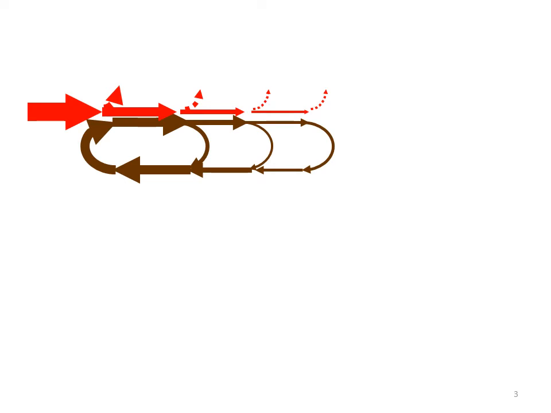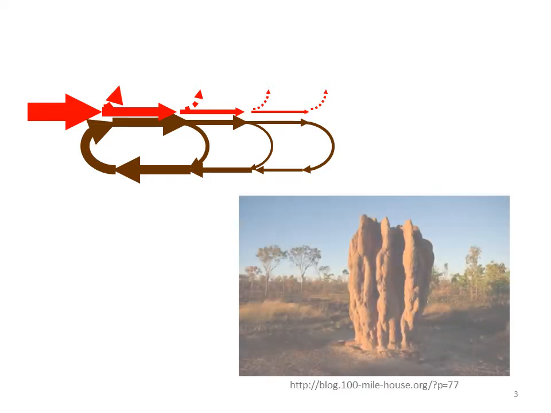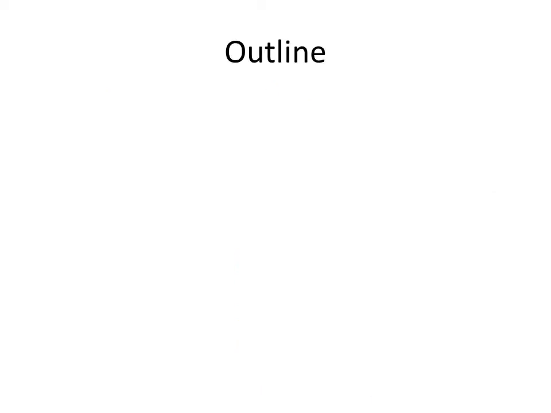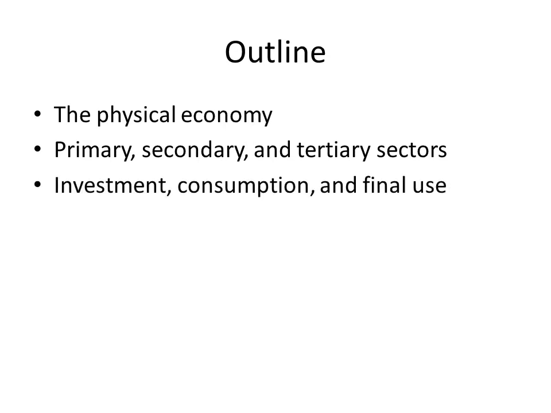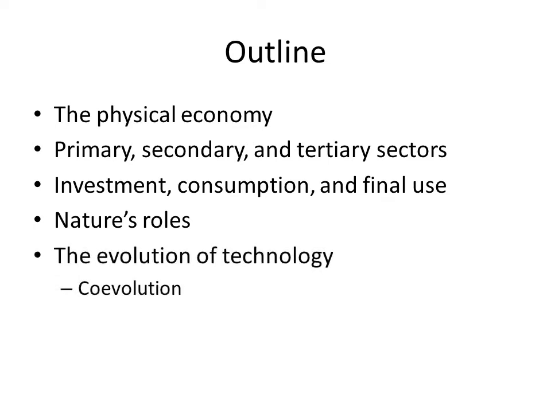More concretely, we've traced the paths of energy and matter, building up a model of the physical flows in an economy, and provided a possible explanation for why such structures exist. In this chapter, we'll finally get to the economy itself, extending our ecosystem model to help us understand the economy's physical structure. We'll classify the different types of economic output into primary, secondary, and tertiary sectors. We'll define final use and its 2 basic components, consumption and investment. We'll look at nature's role in the economy, and finally consider the evolution and coevolution of technology.